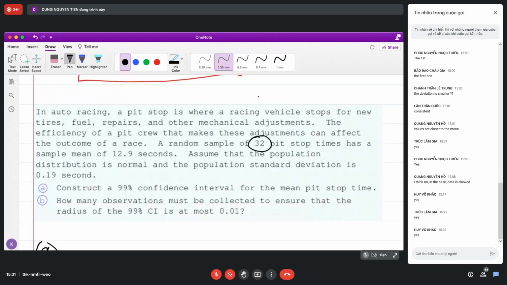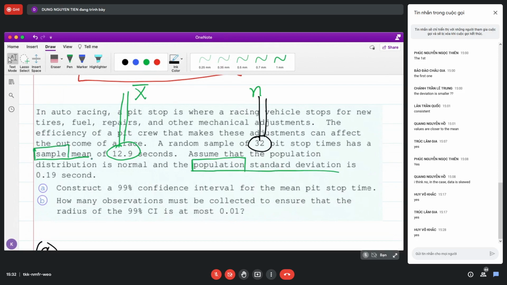32, what is that? It must be the value of n, right? Then you get 12.9, that is the sample mean. The sample mean is the average value, okay? And you get the population standard deviation. You need to focus on this one, okay? Notice that this is the sample mean, right? This is the population standard deviation, which is 0.19. And that is sigma squared. Sigma.